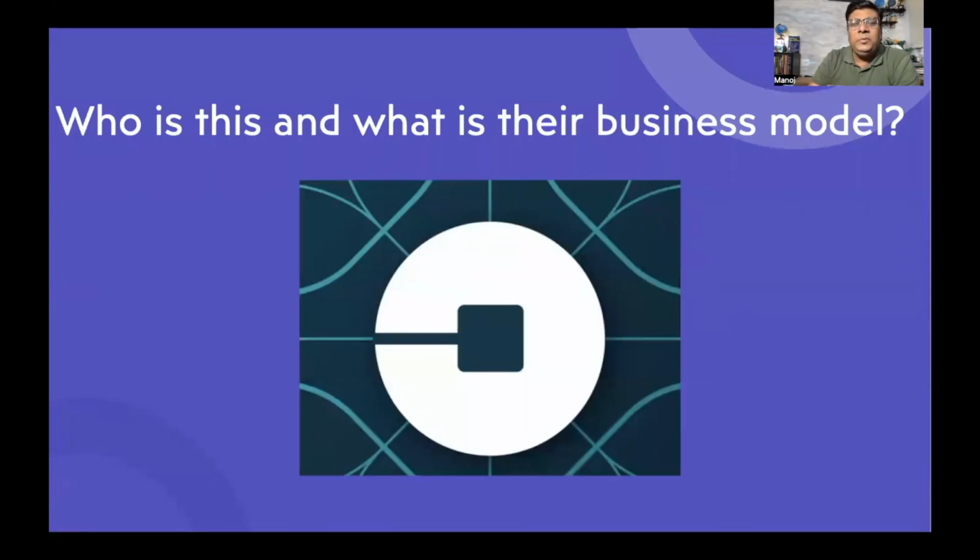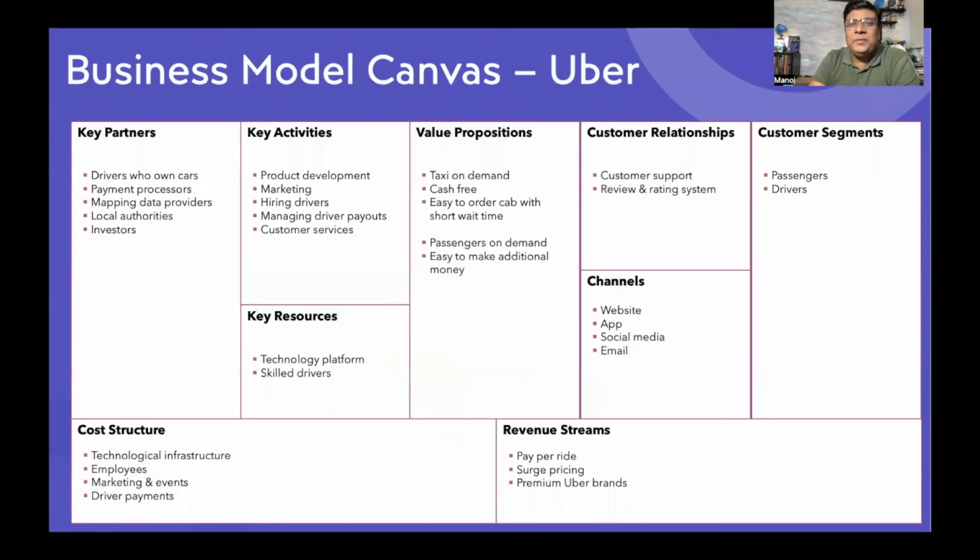In a similar line, you can very well figure out who this is and what their business model is. Looking at the symbol itself, we all understand it's Uber. So if you focus on Uber, you also understand what the key partners, key activities, key resources, value proposition, customer segmentation, channels, cost structure, and revenue structure are. Capture all the details and fill them in so that you have all the 9 quadrants filled in. Then you'll be able to depict how good this organization is.